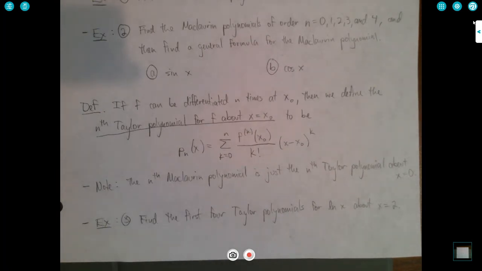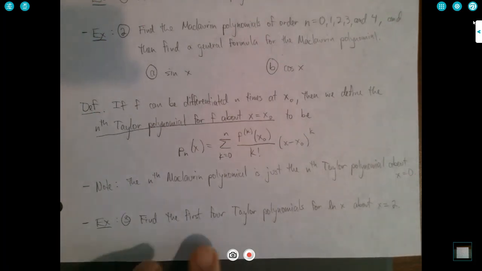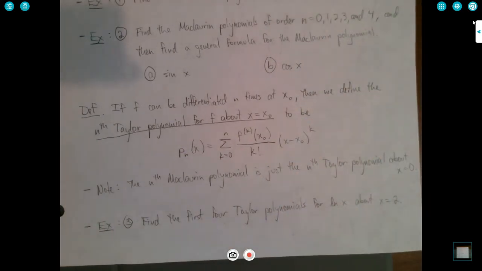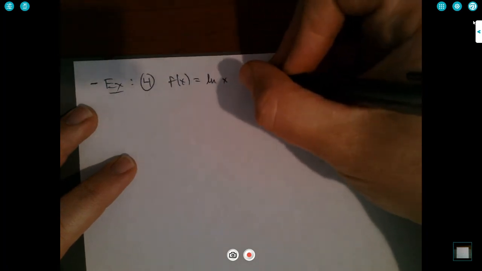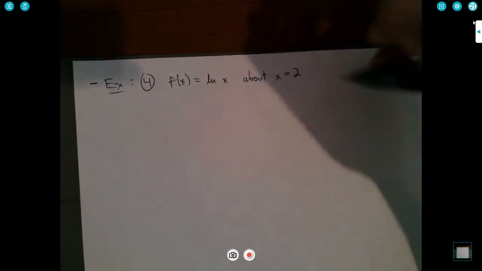So let's find the first 4 Taylor polynomials for the natural log of x about x equals 2. And they're not asking us to come up with a general formula. They just want the first 4. That's nice for us. Okay, let's do it. So in my notes it said example 3, but I'm pretty sure I'm on example 4. So f of x equals ln of x, and we want this about x equals 2.